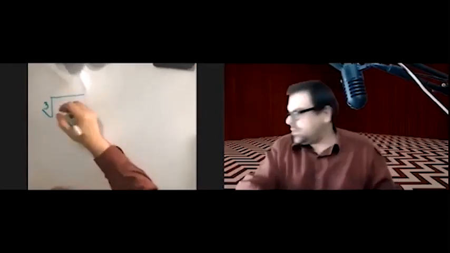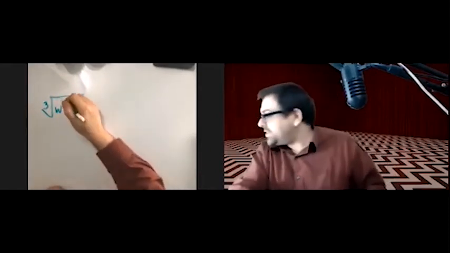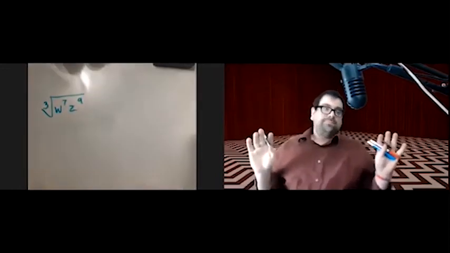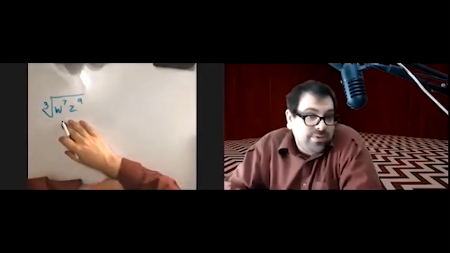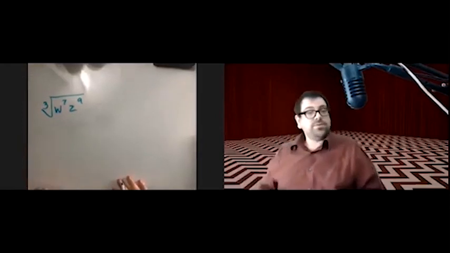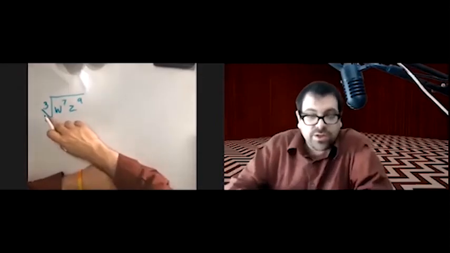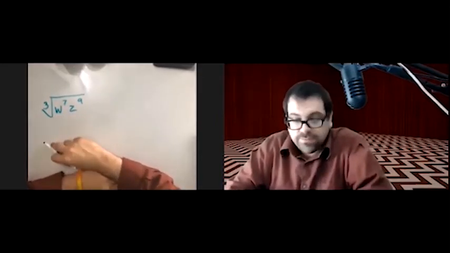Cube root of w to the 7th, z to the 9th. And hold it. We've got multiple variables now. Well, we're going to assume that all variables represent positive real numbers, so we don't have to worry about the absolute value. And we're just going to do our little trick to both of the variables.